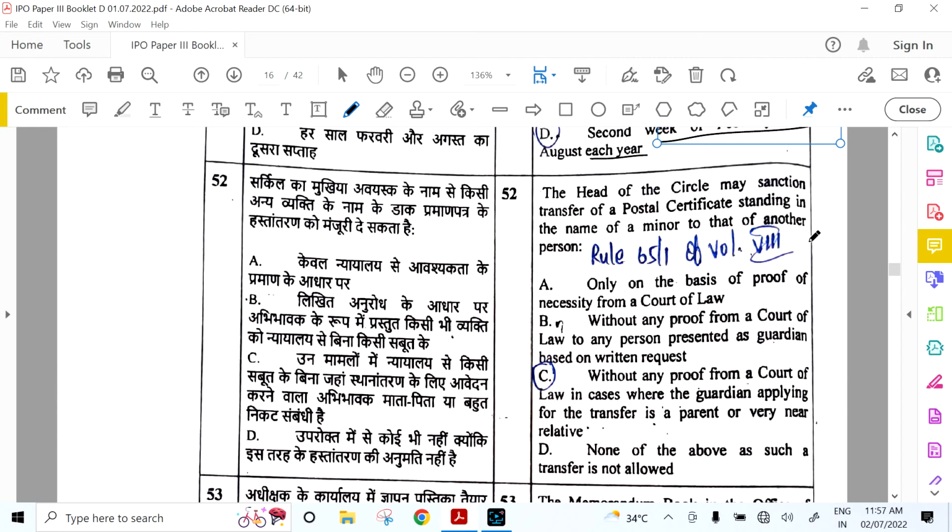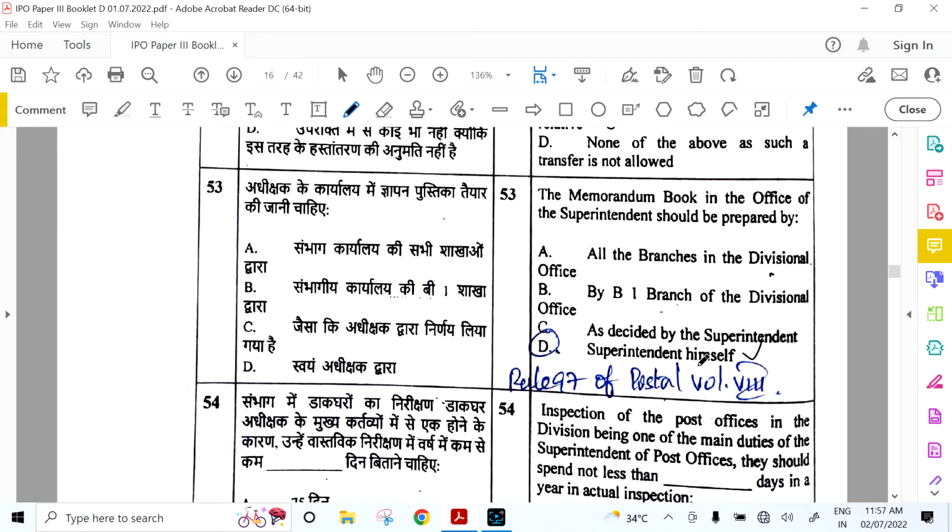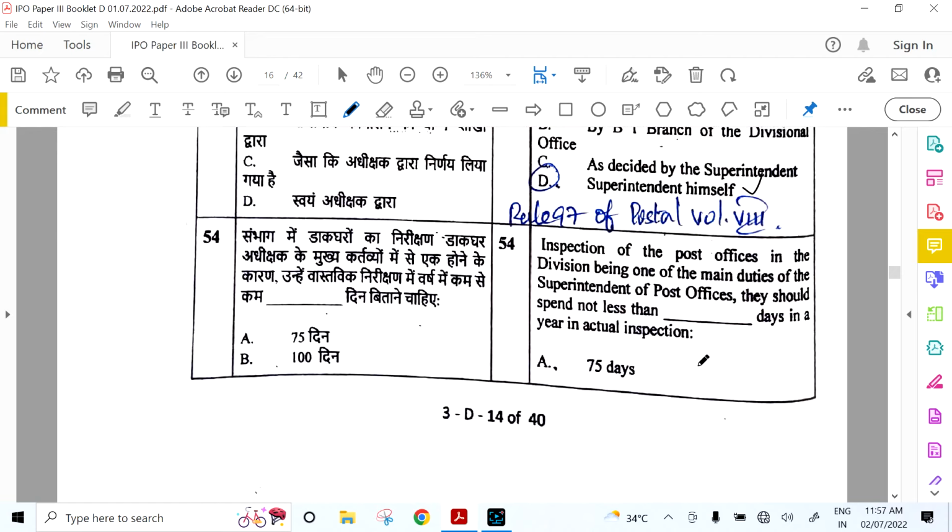The head of the circle may sanction transfer of a postal certificate standing in the name of minor to the name of other person without any proof from court of law in cases where the guardian applying for transfer is a parent or a very near relative, as per Rule 65.1 of Volume 8. The memorandum book in the office of superintendent should be prepared by the superintendent himself as per Rule 97 of Postal Volume 8.